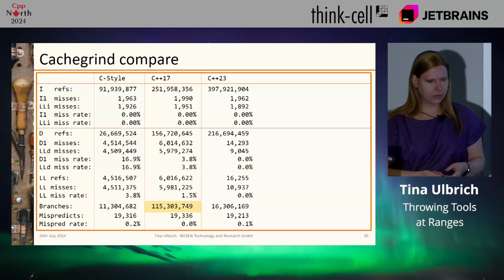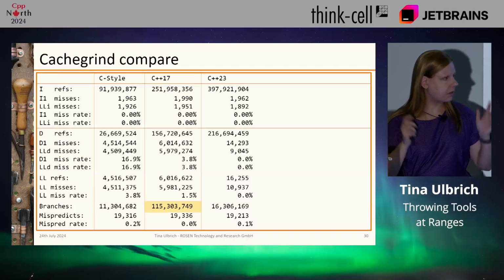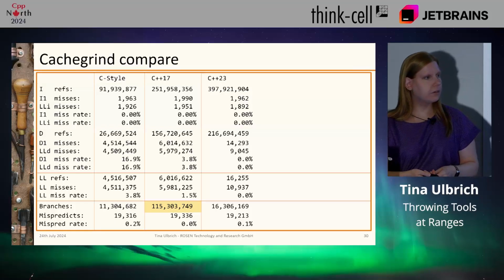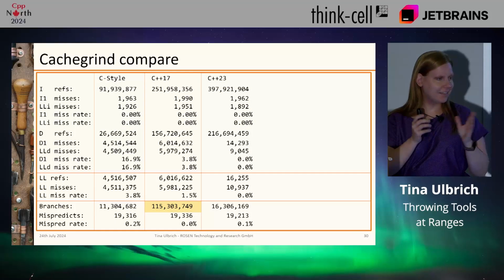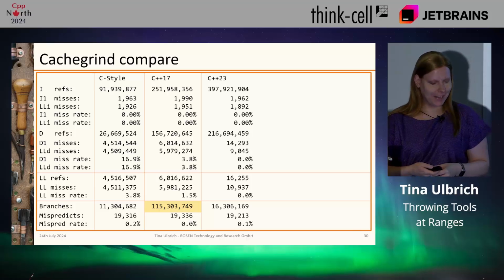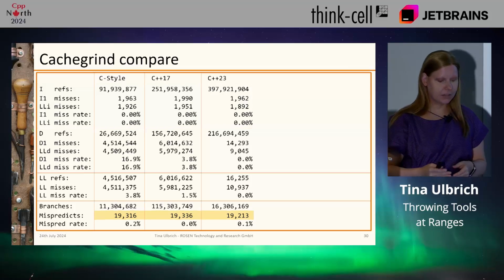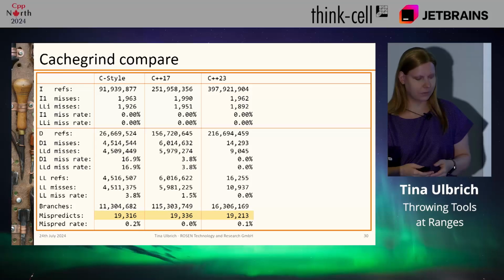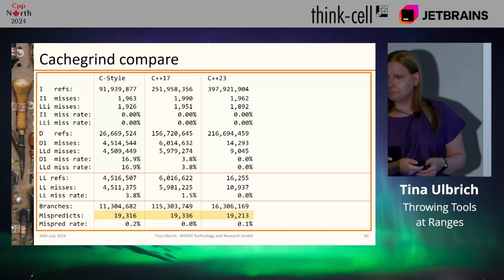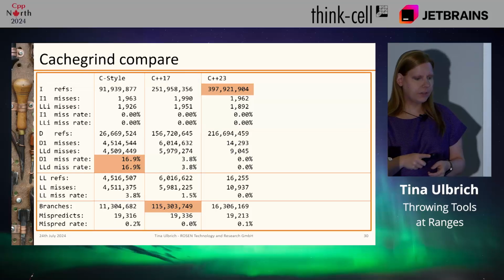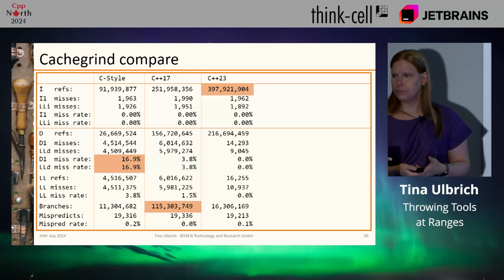And branches, also C++17, lots and lots of branches. I don't know why. I really don't know why. Maybe I should look into this with CPP Insights and compare. Maybe it works, I'm not sure. But again, super interesting mispredict rate, so that the actual numbers are the same across all of them. So if I would want to optimize these programs, I would look at these three values.